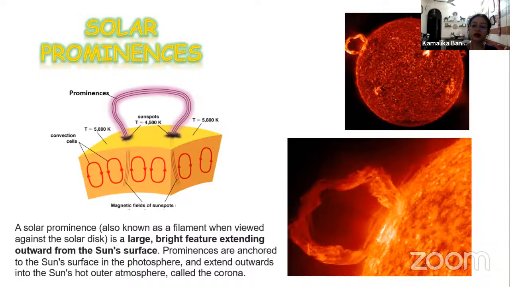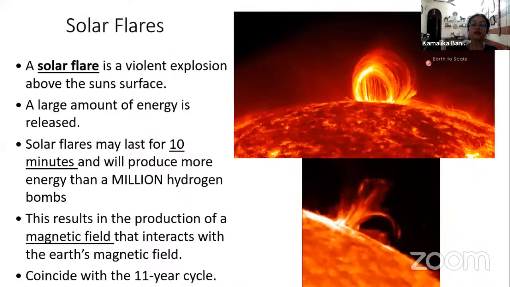Now, these kinds of emissions happen on the sun's surface. If it's a violent explosion, that is called a solar flare. A large amount of energy is released in solar flares, and they may last for 10 minutes and will produce more energy than a million hydrogen bombs.